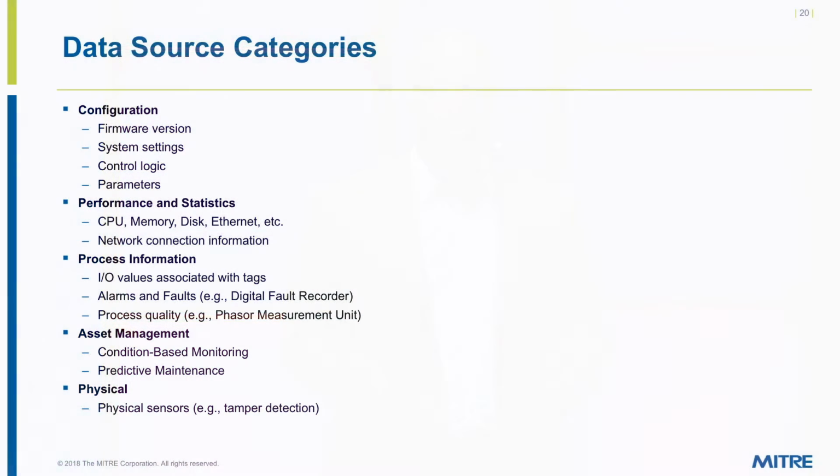So how's the CPU operating? How much memory is being used? Network connection information like netstat. Process information associated with I/O values. Also, any faults or alarms that may have been triggered, and process quality.